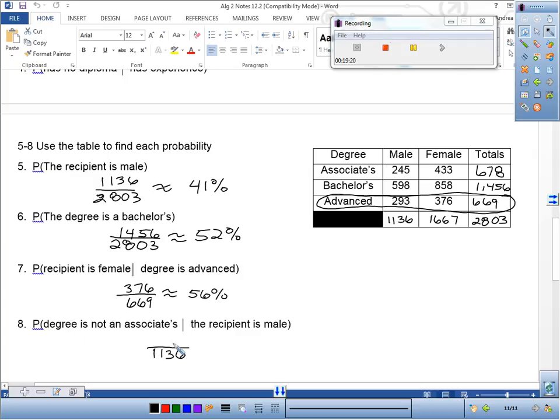But that's the total number of males. Okay, and so you want to start with everybody first. And then on the top is where it's going to limit it to just the people with non-associate's degree, so just these people.